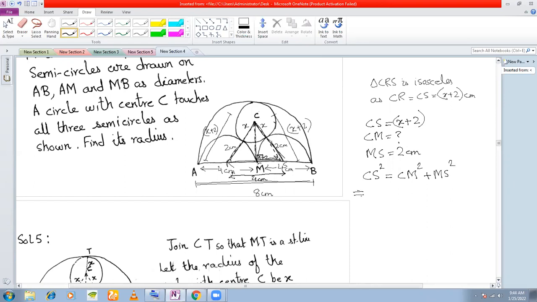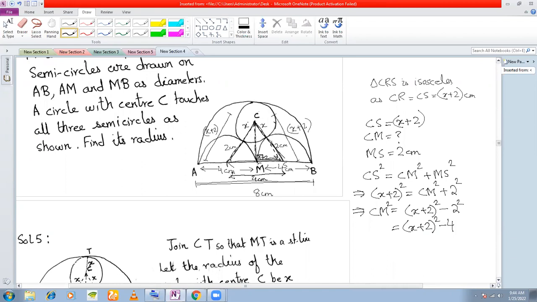So put the values here. CS is X plus 2, CM we need to find out, and MS is 2. So we get CM square is equal to X plus 2 whole square minus 2 square, which is equal to X plus 2 whole square minus 4. This is the length of CM that we are getting.